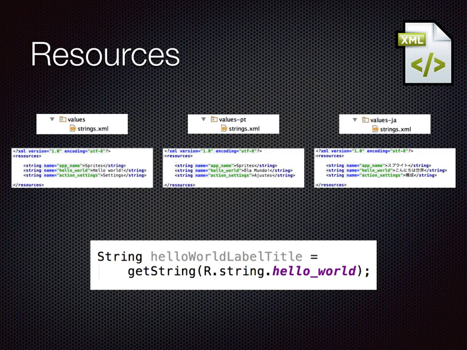So here we have it. Here's that example. We have values, values-PT, values-JA, right? Three different code snippets, and you can see that the XML has a string name that represents that resource, and it's the same across all three. You'll see app name, hello world, action settings in all three. But what's different is the content of each of those resources. In the normal values, with no dash anything, you have sprites, hello world, and settings, right? And in the other one, you have that same thing, but in Portuguese. And in the far right, you have those same values in Japanese.